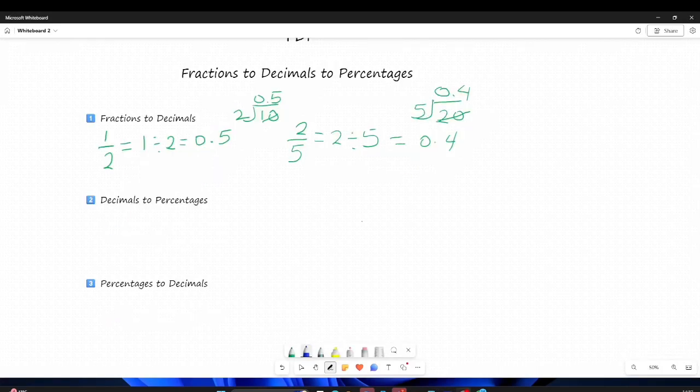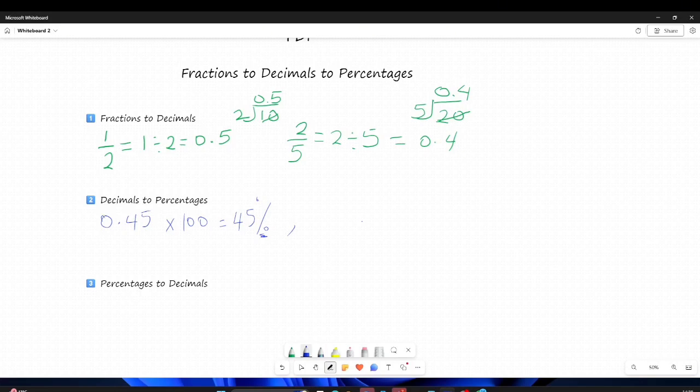Okay, so the next we're going to look at is how we can convert decimals into percentages. Our first example, let's use any decimal, 0.45. If you want to convert that decimal into a percentage, all you have to do is multiply by 100. So always multiply by 100, and that's going to give you 45%. Remember to bring your percentage sign. So that is very easy.